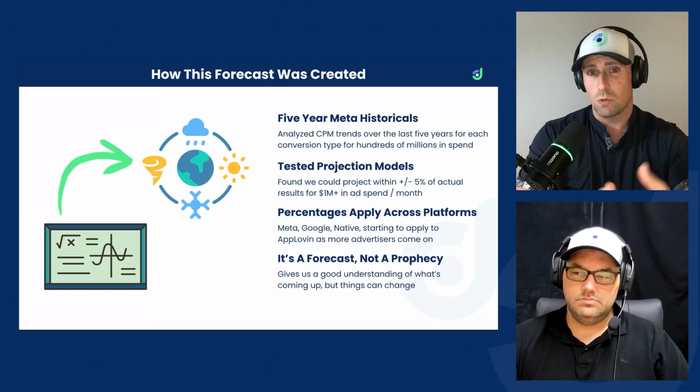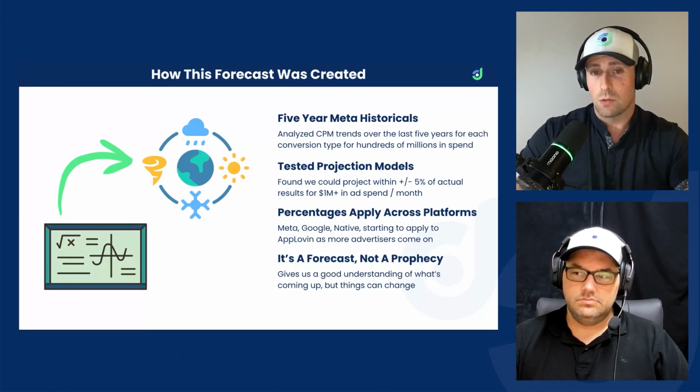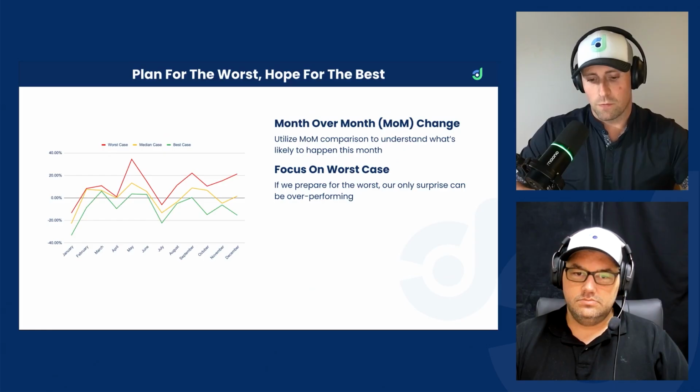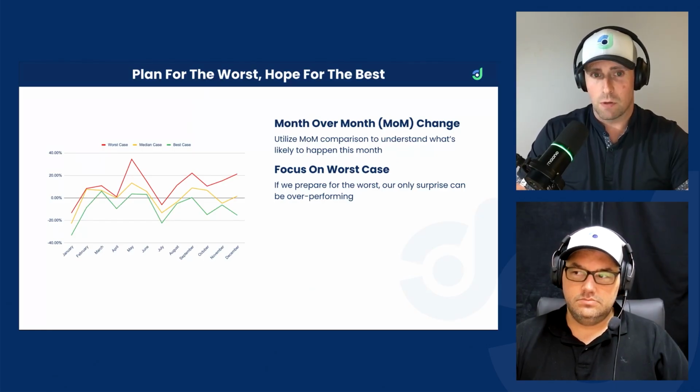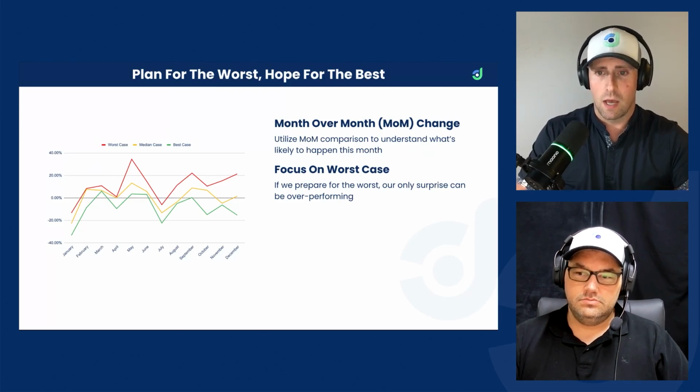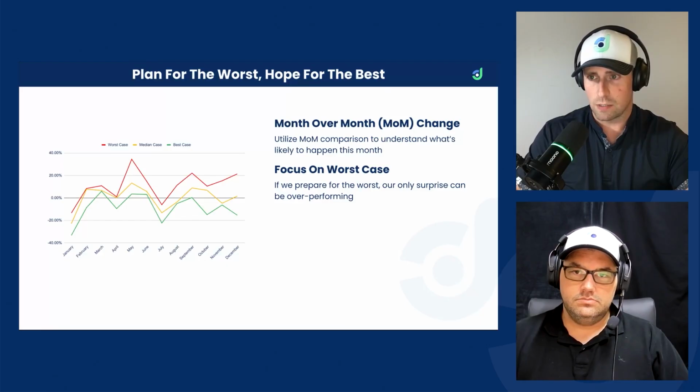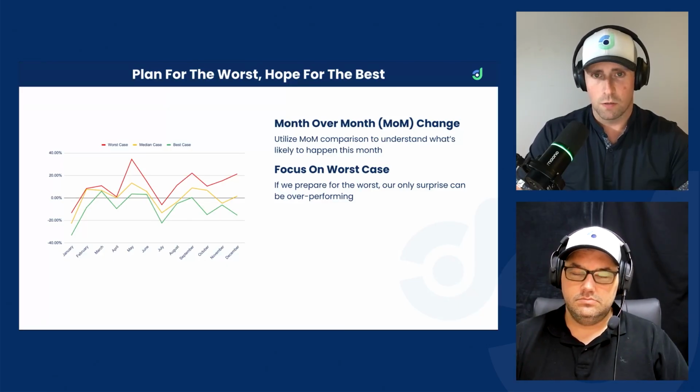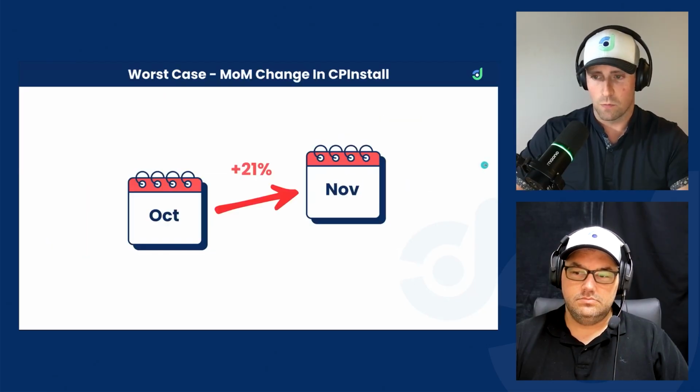So our goal is to show you what's likely to happen so you can focus on paying attention to the times that really matter. What's really important for you to understand about me is people call me Johnny Raincloud because I'm always focused on the worst case scenario, and that's exactly how I built this forecast. I've looked at month-over-month changes and developed a worst case, median case, and best case model. All we're going to focus on in this forecast is the worst case. If we prepare for the worst, our only surprise can be overperforming.